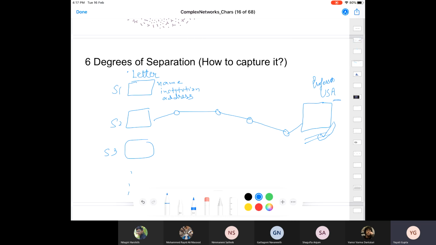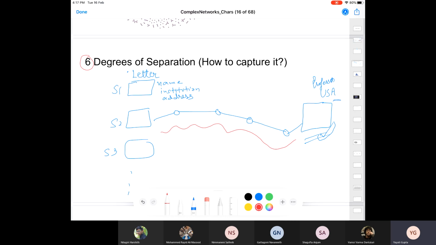So do you have any guesses here? How many hops do you think this letter will take to reach this target node? The answer is written right at the title of this slide. So on an average, this number is 6, which is actually pretty small looking at the population of the world.